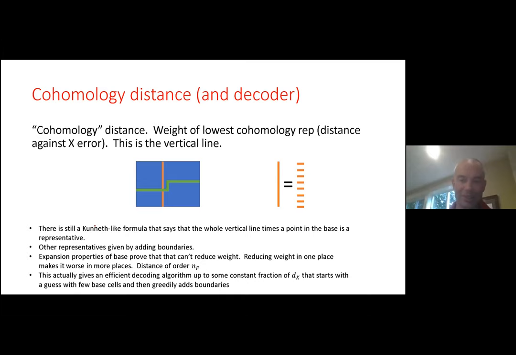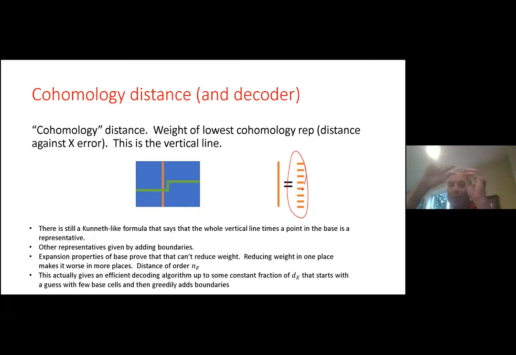If we try and get into this in a little more detail, this is just a sketched heuristic, you have to prove it. The cohomology distance, for one of the two types, X or Z, depending on which one you call, I guess I've already said that this is X, will be given by something like this vertical line. And this vertical line is really not, if we get to the toric code analogy, it's not the horizontal or vertical line, it's what I've drawn here. It's something on the dual lattice going up. And there's still a Künneth-like formula that tells you that this is at least a representative, for this kind of one, the vertical ones. Now, other representatives are given by adding boundaries, and you can use the expansion properties of the base to prove that this can't reduce the weight.